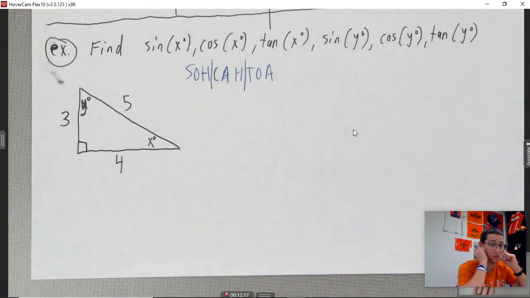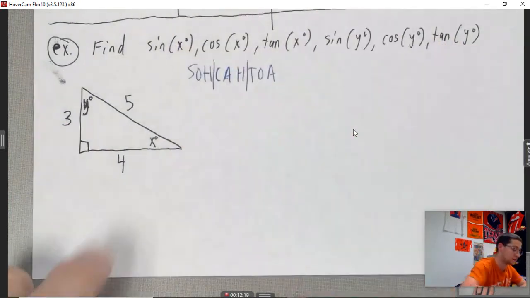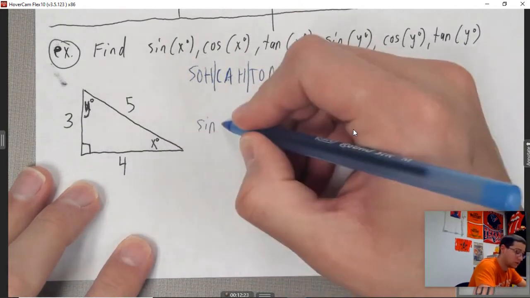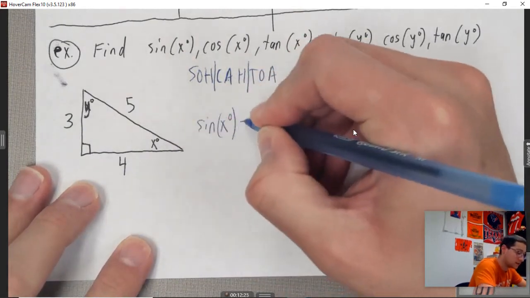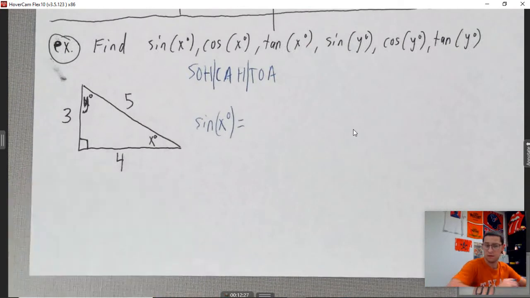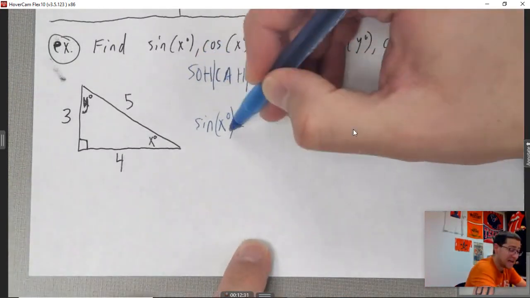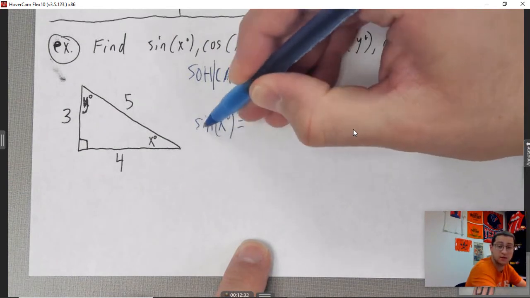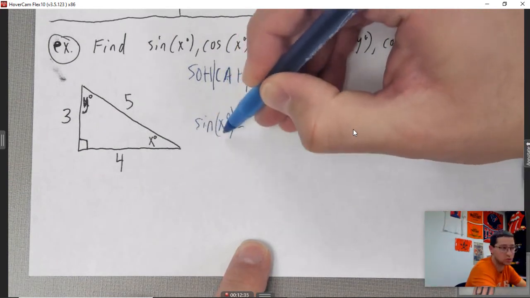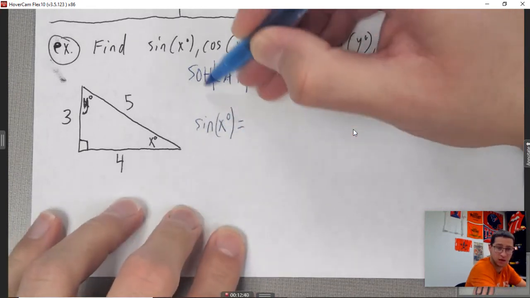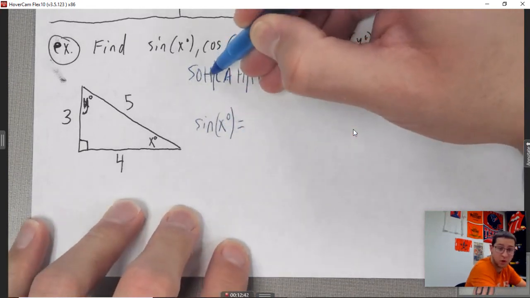So in order to write sine of x, well, here we go. We're just going to write sine of x, and we don't know what x is, but we're just going to write sine of x. Well, what is sine? It's always sine of the angle. Don't lose sight of that. The original trig ratio is sine of the angle equals the opposite over the hypotenuse.